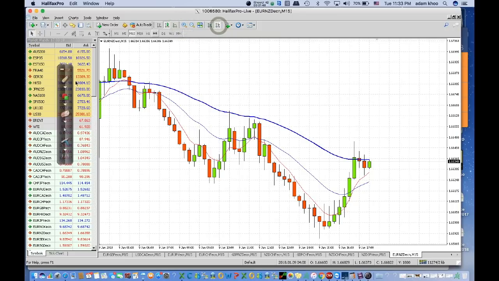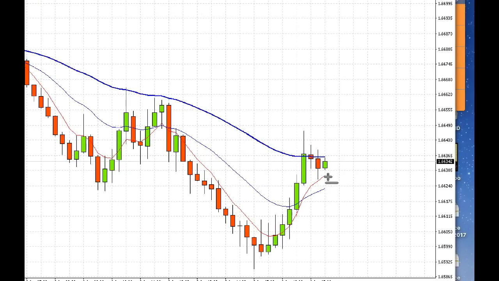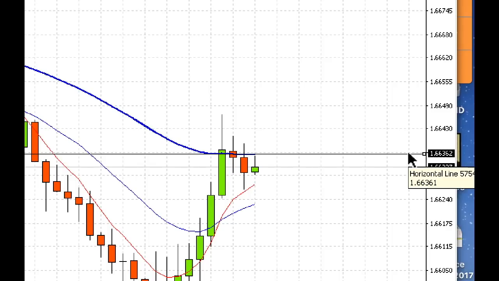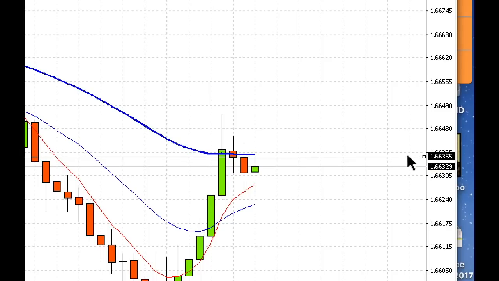So I'm probably going to put a sell order right at the 50 moving average. You can see it's moving up slightly again, so I can have a chance to get in at a slightly higher price, which is what I want. So I could sell at, say, 1.6636.